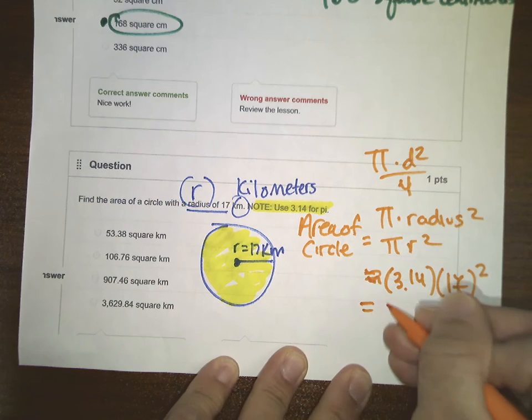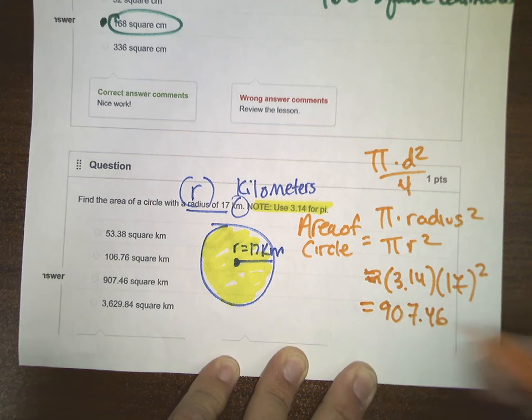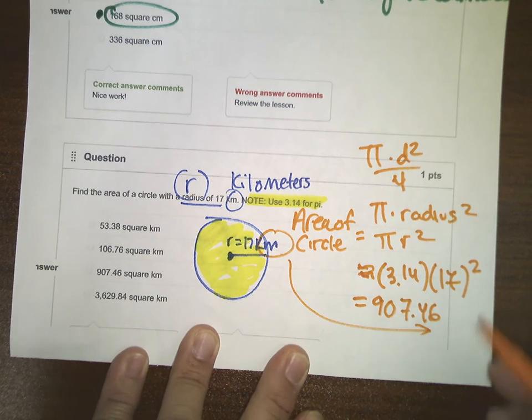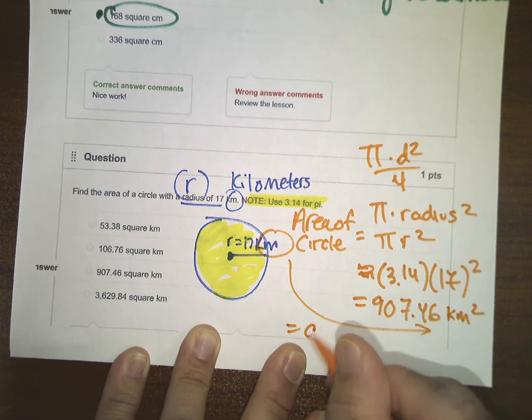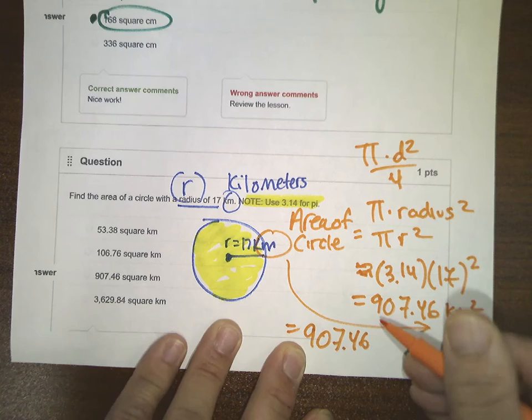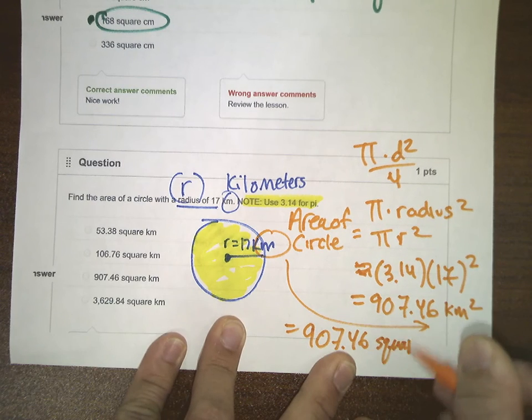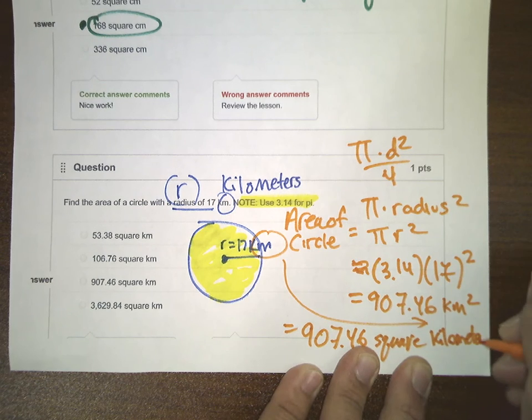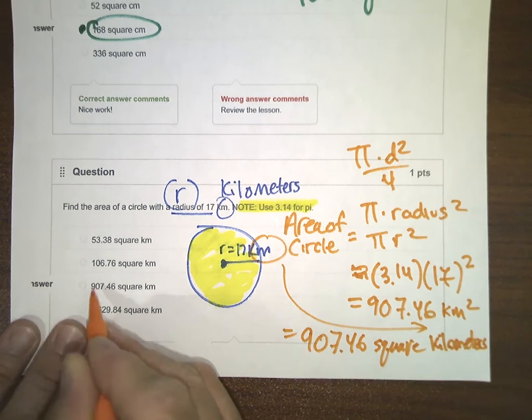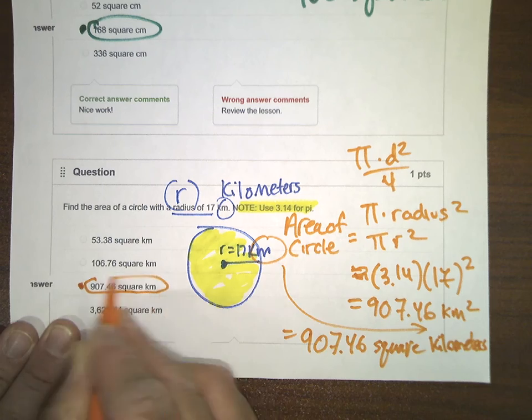So 3.14 times 17 squared, that will be 907.46. And we see that the original units were km, so we have kilometers squared or square kilometers. So 907.46 square kilometers. What a time to be alive. All right, so here is the answer right here.